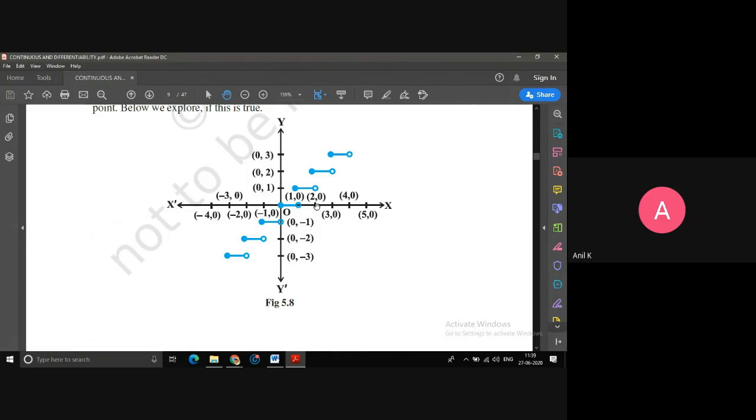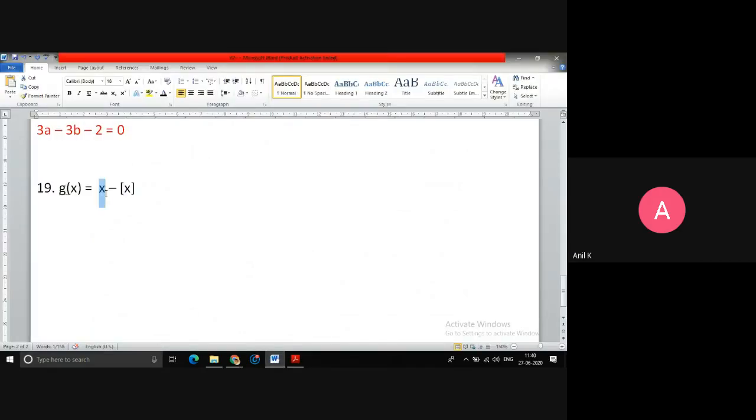Similarly, at 2, left of 2, that is less than 2, the functional value is going to be 1. Right of 2, that is greater than 2, the functional value is going to be 2. So at every integer, the function is going to be discontinuous. Here the first function is continuous, the second function is discontinuous. So obviously the subtraction of the two functions is going to be a discontinuous function.